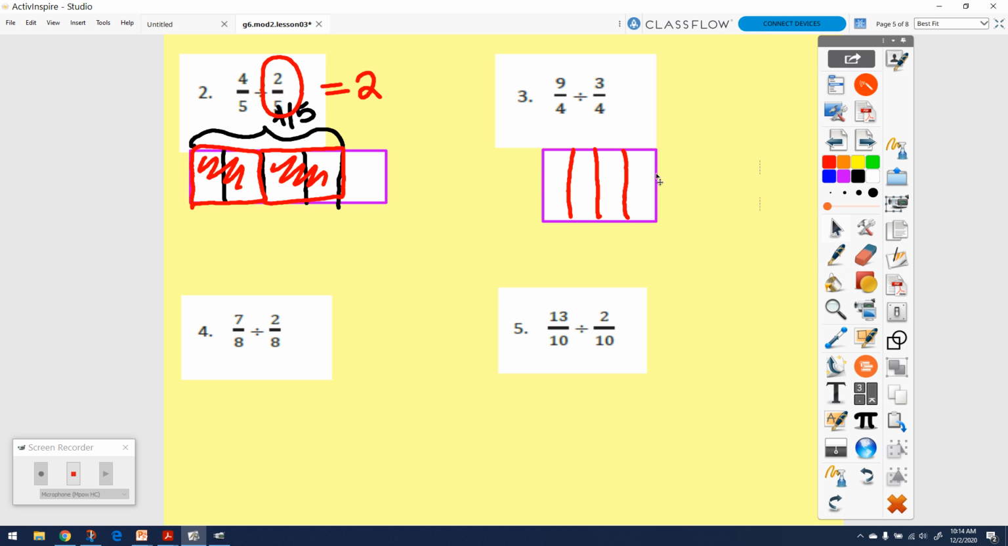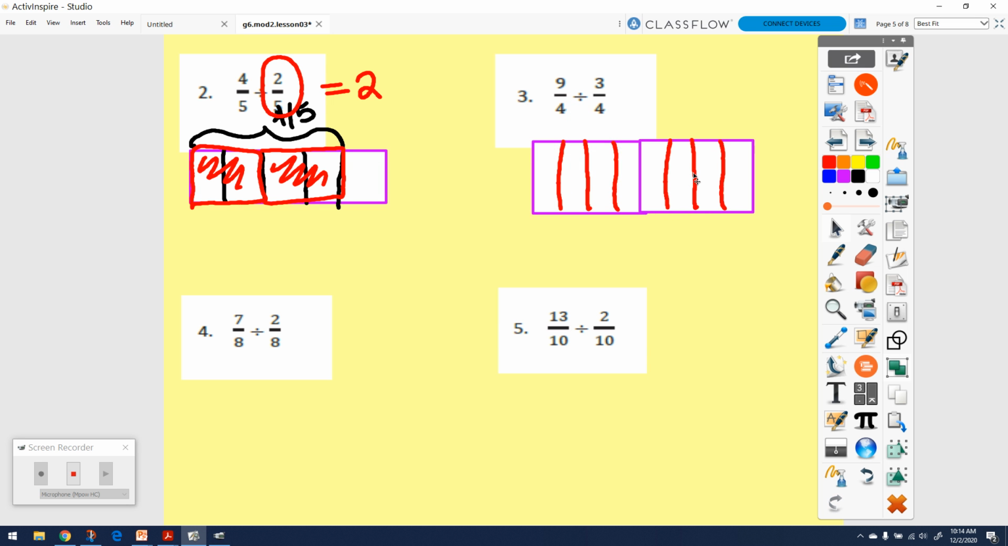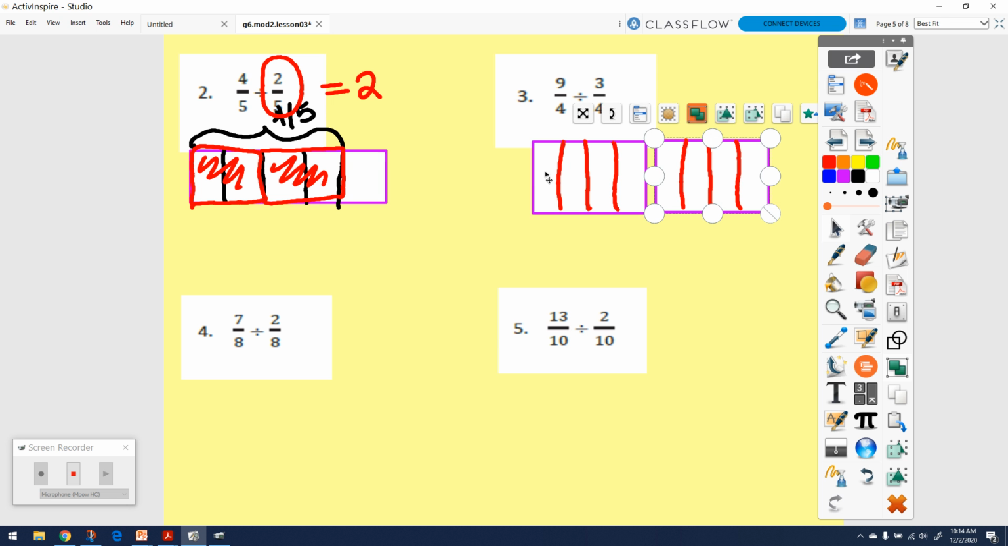So I'm going to highlight that and I am going to copy it. I hope. Nope, that did not copy. Copy it there. So now how many pieces do I have? 1, 2, 3, 4, 5, 6, 7, 8. I have 8. How many more do I need? I need 1 more, right? So I'm going to draw 1 more right here. And now I have 9 of those small fourths pieces.